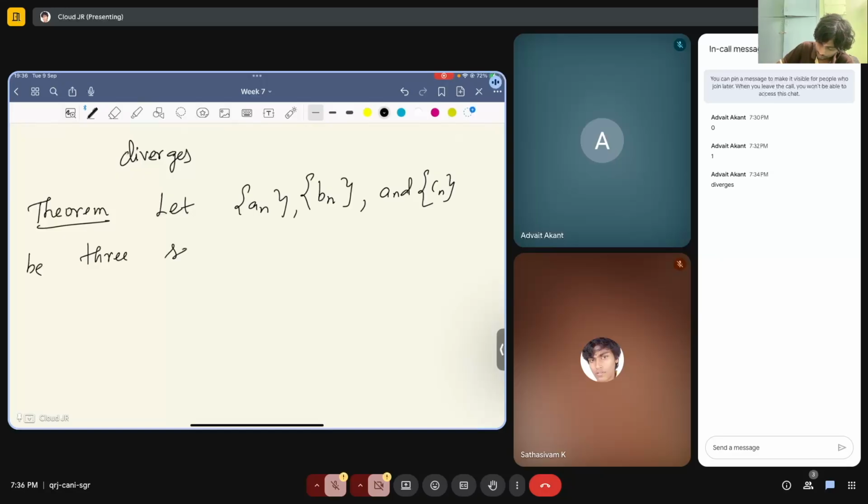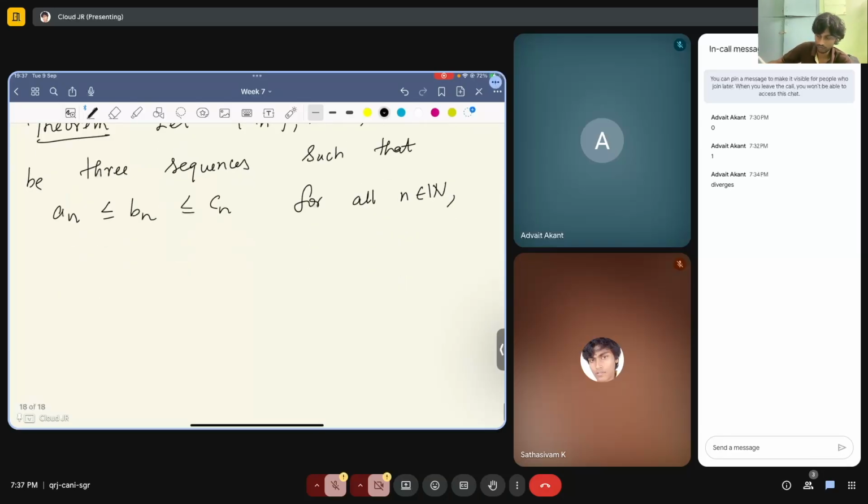Let an, bn, cn be three sequences such that an is less than or equal to bn is less than or equal to cn, and this holds for all n. Then you have the following.